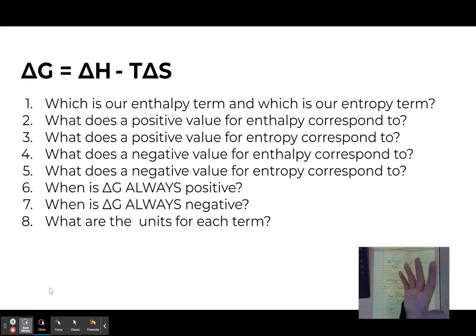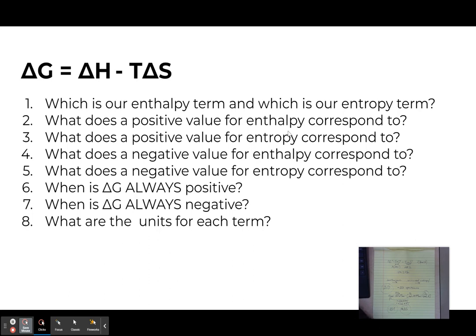Okay, so now let's see how you did. So what is enthalpy? It's delta H. Entropy is delta S. What does a positive value for enthalpy correspond to? Corresponds to being endothermic, and that will contribute to delta G being positive. So if delta H is positive, it makes delta G more positive, less free energy, less spontaneous. So the more endothermic you are, the less spontaneous you are.